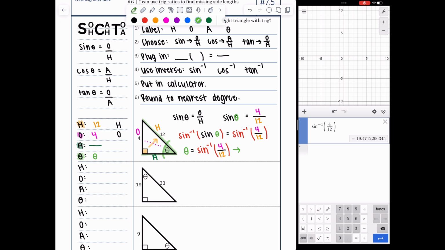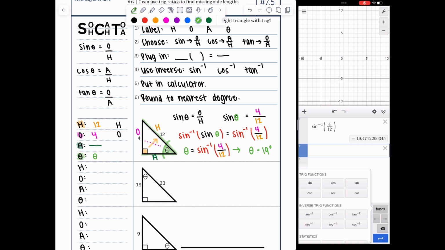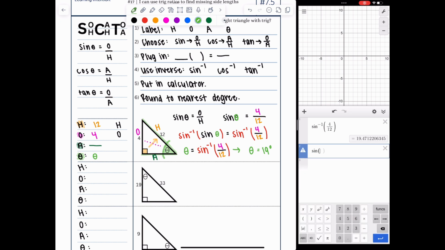You end up with 19.47. I told you that we're rounding to the nearest whole degree, so you only look at the one decimal place to the right, so that's 19.4, and I would not round that up, so I'm going to keep that at 19 degrees. So if you have an opposite side that measures 4 and a hypotenuse that measures 12, you now know that the angle of reference is a 19-degree angle.